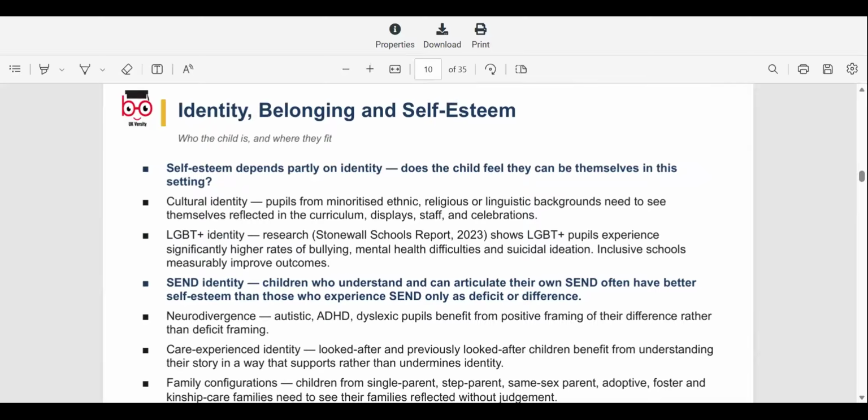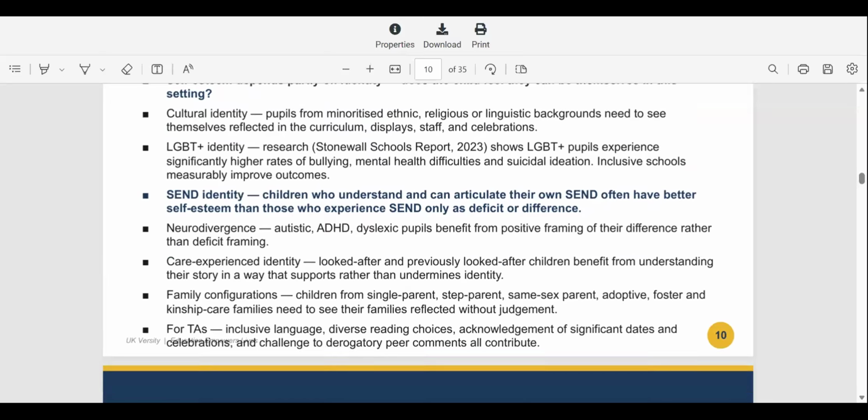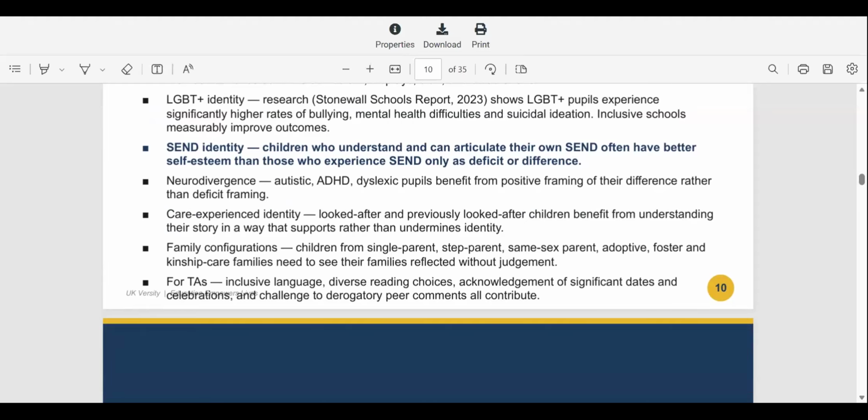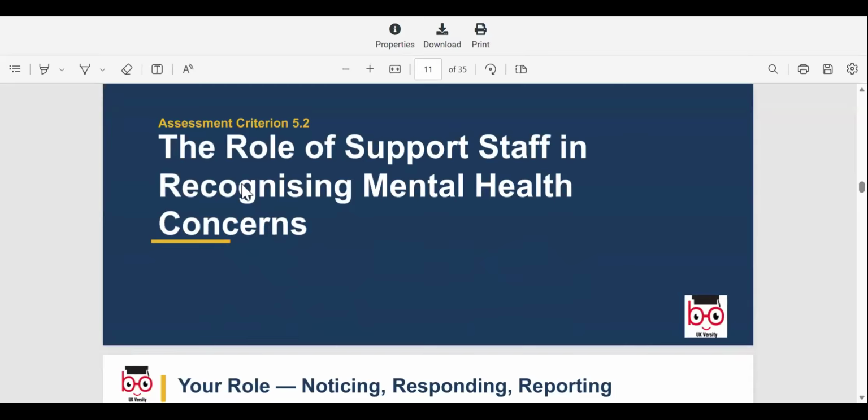belonging and self-esteem. So identity, belonging, and self-esteem are connected. A child's identity is who they are inside, including their traits, culture, and values. Belonging is where they fit and feel safe with others. And self-esteem grows when a child feels valued for being themselves in their community. So identifying their cultural identity, if they've got any SEND identity, their family configurations, accepting things, creating a safe space for them. The role of support staff in recognising mental health concerns, that's AC 5.2.